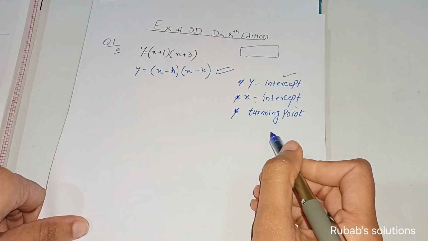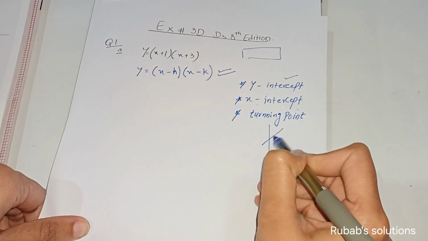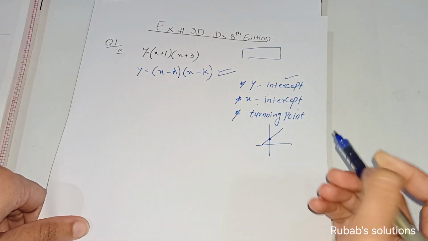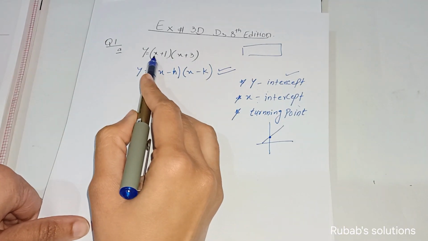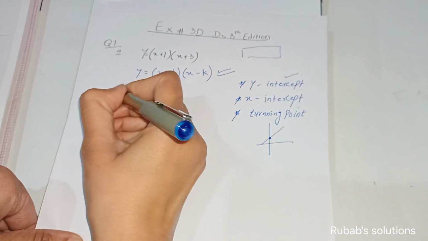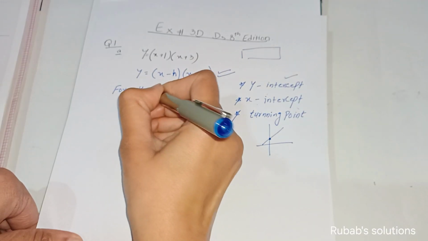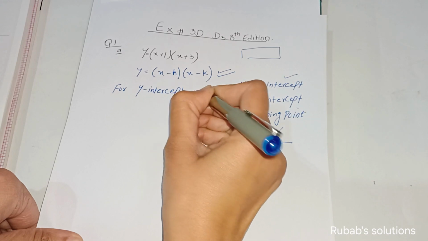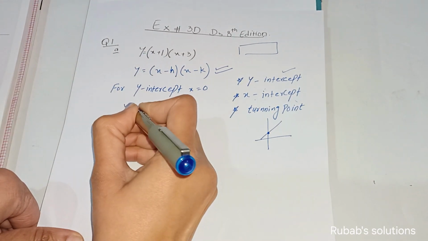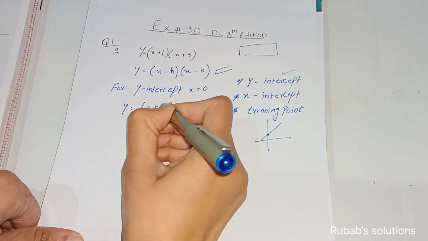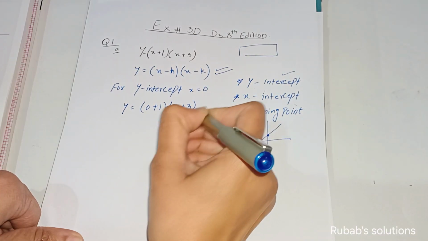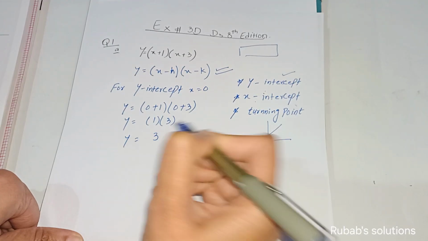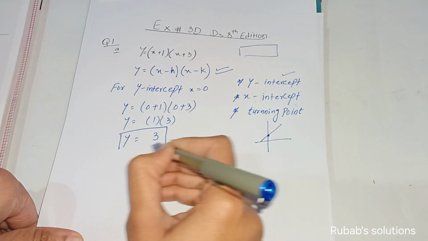For the y-intercept, we know that the y-intercept is the point where our graph cuts the y-axis. That means over here the value of x is 0. So in the given equation you will put x is equal to 0. So y is equal to (0 plus 1)(0 plus 3). From here it is 1, from here it is 3. So that means y is equal to 3. This is your y-intercept. First point we got it.